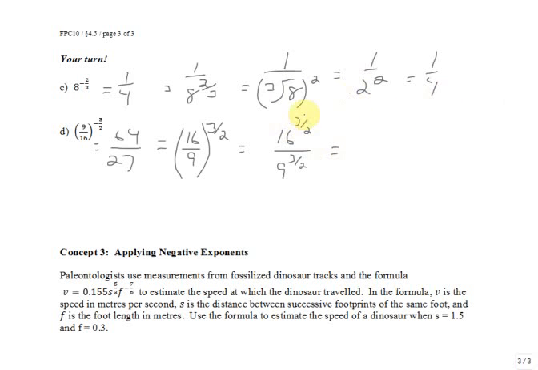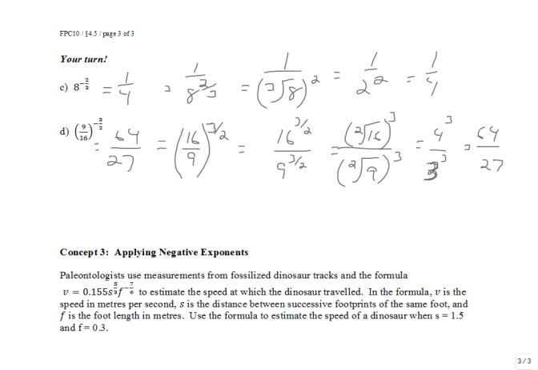So 16 to the 3 over 2 is the square root of 16 cubed, and this is the square root of 9 cubed. Now you don't need to write the 2 in here. I find it helpful because it reminds me that that 2 needs to go somewhere, but it's not wrong if you don't. Okay, so the square root of 16 is 4, so that's 4 cubed over 2 cubed, so that's 64 over, sorry, that's not 2 cubed, that's 3 cubed, 27. There we go.